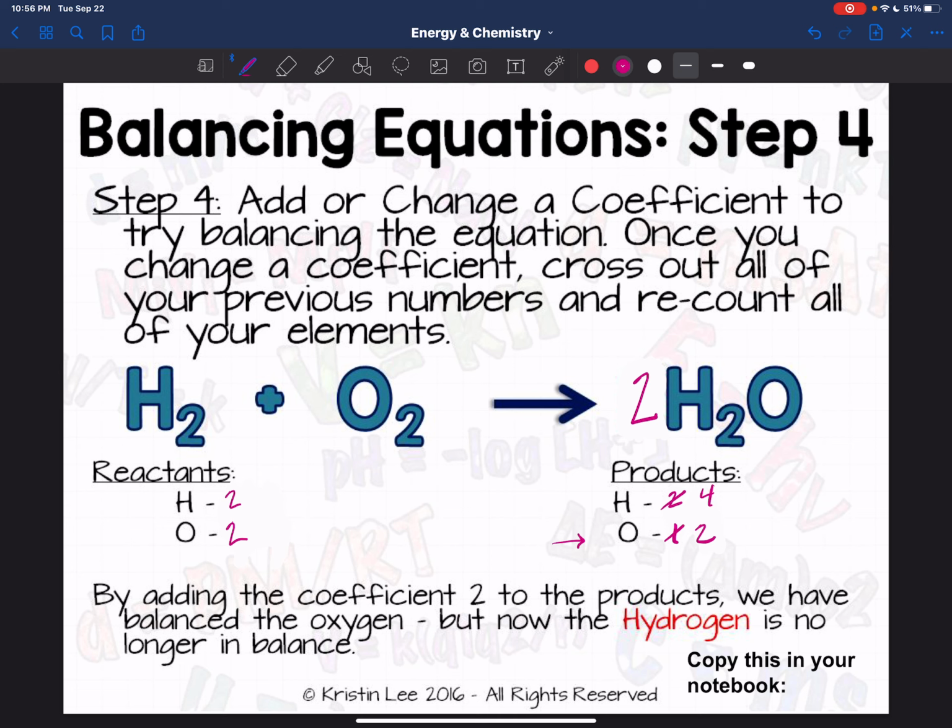Now I'm going to have to come over to this side to make this equal to 4. The coefficient I'm going to have to add to H2 is 2. Once I do that, I've got 4. Now they're the same on both sides. So voila, it is balanced.